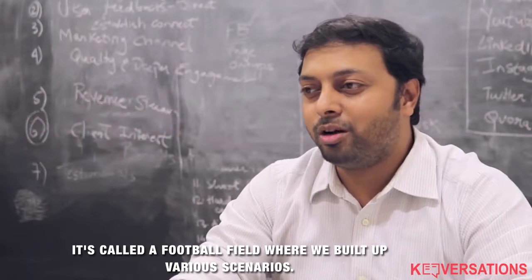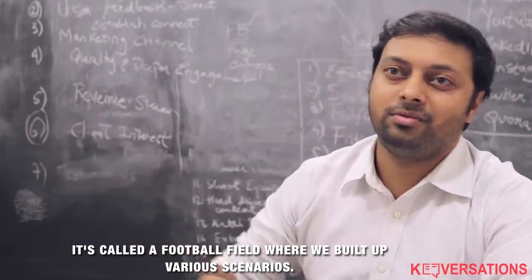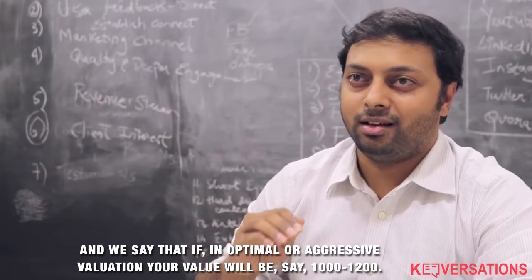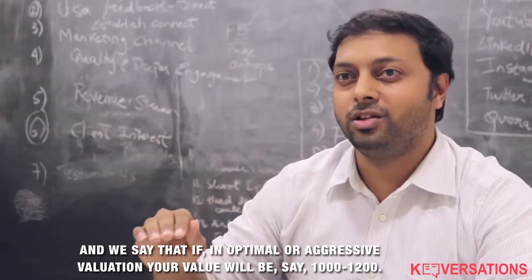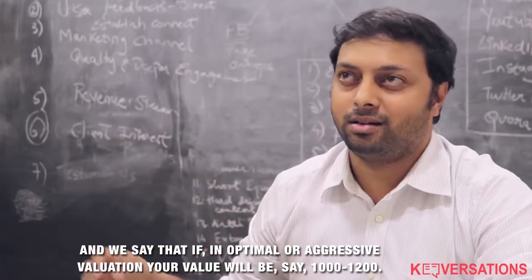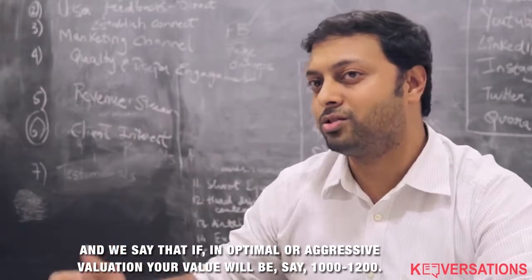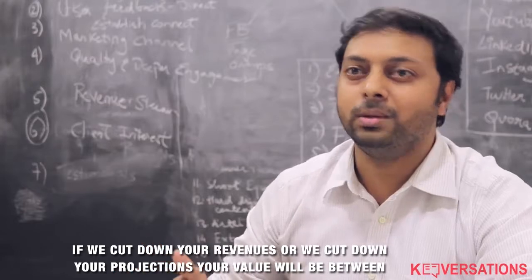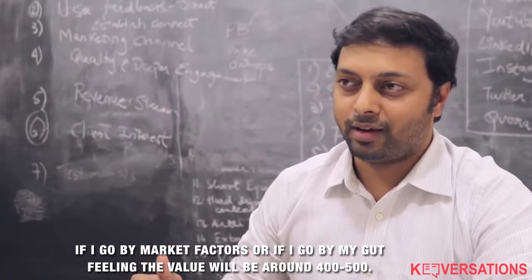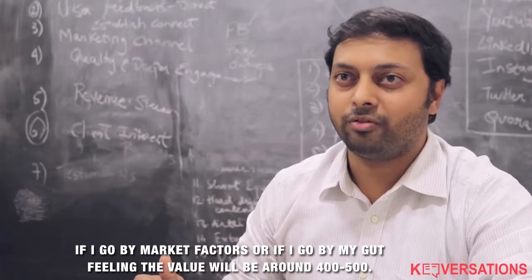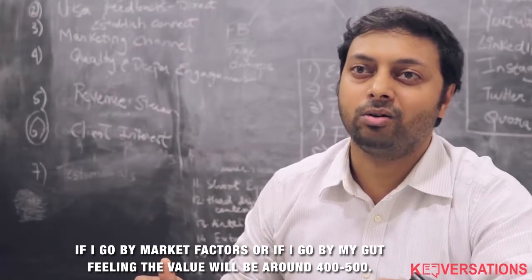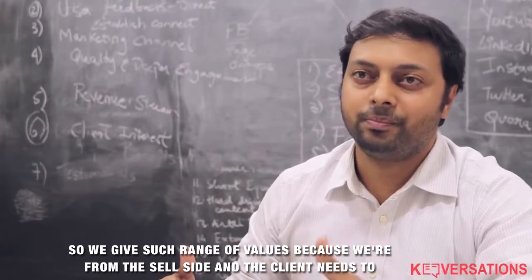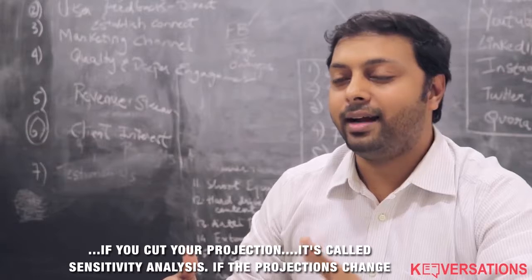It's called a football field, where we build up various scenarios, from pessimistic to aggressive. We say if it's an optimal or aggressive valuation, your value would be between 1000 to 2000, or 1000 to 1200. If we cut down your revenues or your projection, your value will be between 800 to 900. If I go by market factors, or if I go by my gut feeling, your value is around 400 to 500. So we give such ranges of values because we are from the sell side.